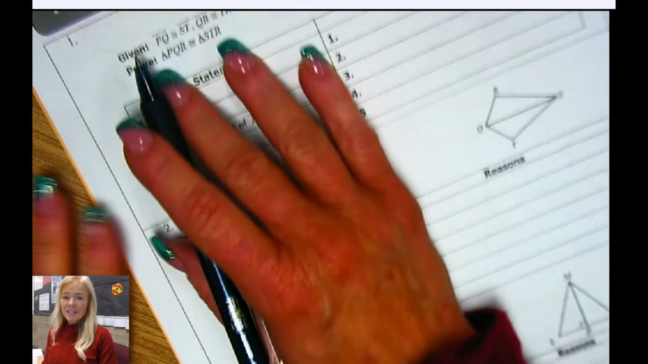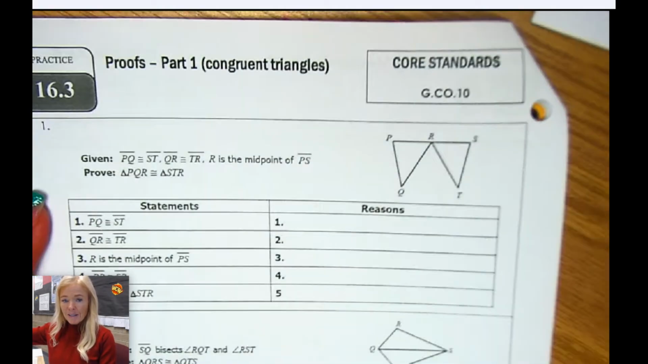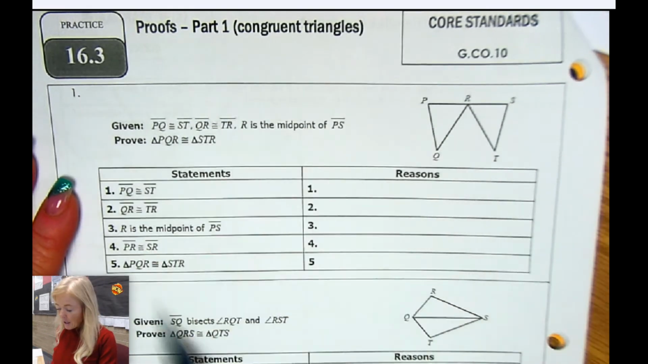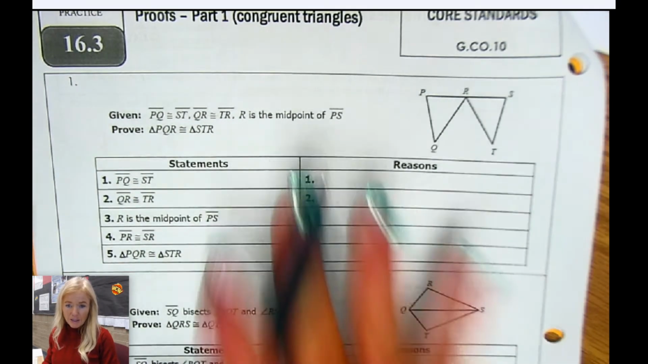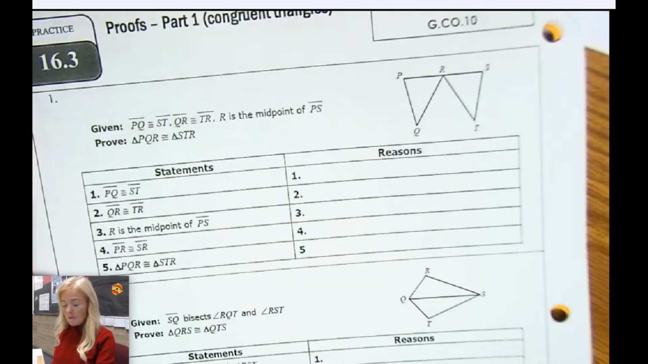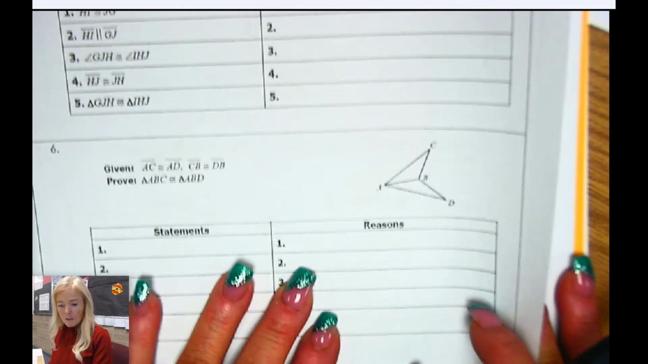We are starting 16.3's lesson right here. We have 16.3. This is all just proofs. The whole lesson and the assignment contains problems 1 through 5 that are proofs where you're stating just the reasons as they go along. And then 6, you have to do both statements and reasons. And then 7 through 9, statements and reasons on the proof.